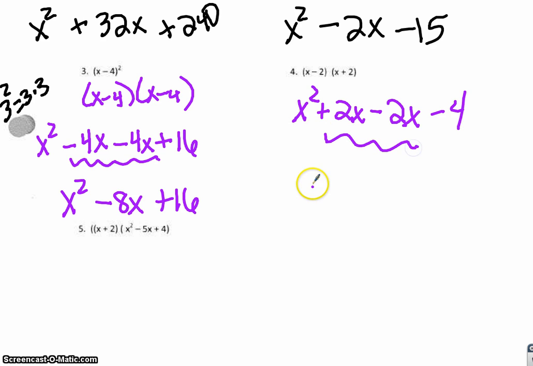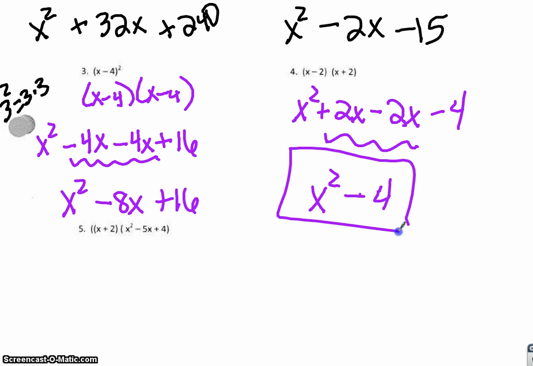The 2 in the middle should combine, so the positive 2x and minus 2x are going to cancel each other out. 2 minus 2 is 0, so it's just gone. When it cancels and it's 0 like that, there will not be an x in the problem. So bring down your minus 4, and x squared minus 4 is your answer.